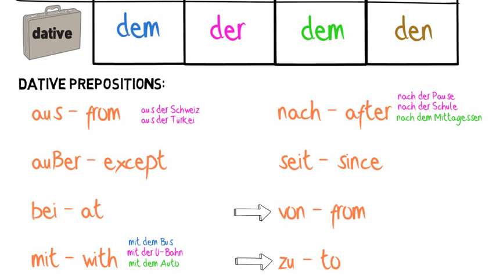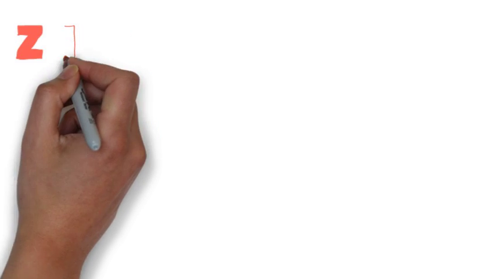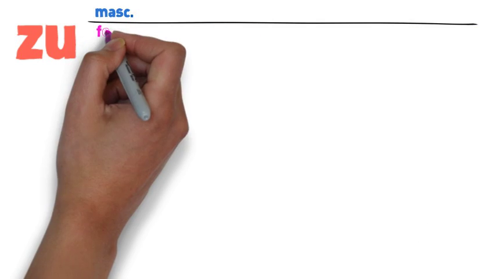Today, we're especially interested in 2 new dative prepositions that you will need to discuss locations in a town or city, von and zu. So let's start with zu. You will often use this when asking for directions, because you'd want to say something like, how do I get to the post office, or the train station, or the bank, or wherever you want to go.